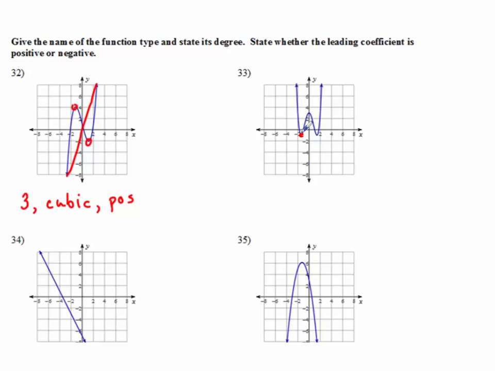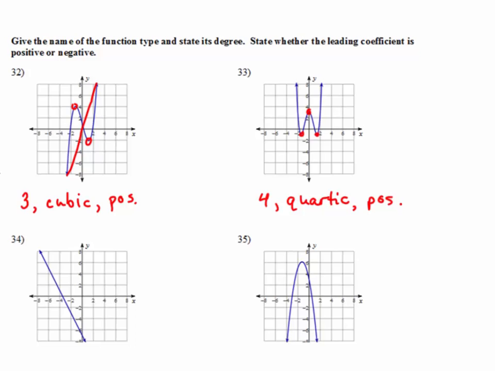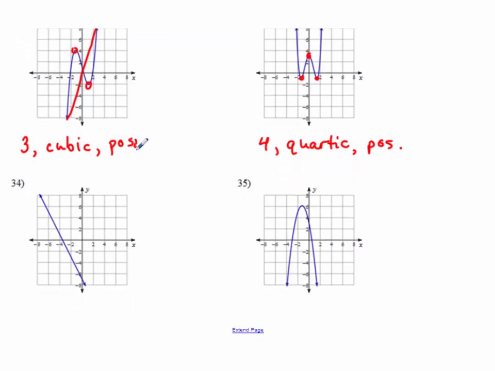33, it turns 3 times, which means our degree is 4, which is quartic. When they're going the same way, since it's opening up, that's a positive leading coefficient. I'm abbreviating positive. I'm not trying to say something else here. Okay, just in case you guys were confused. Positive.